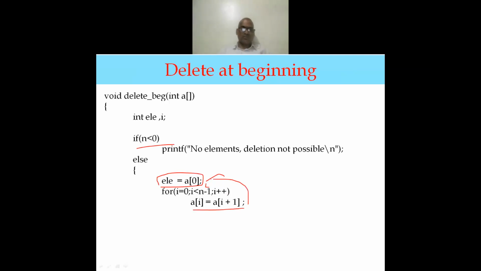This is a loop we have used to move the elements in the left direction so that the vacated location will be occupied, and the total number of elements has to be decremented by 1, and the element deleted is ELE. So this is what the delete at the beginning is. Now, delete operation at a given position.